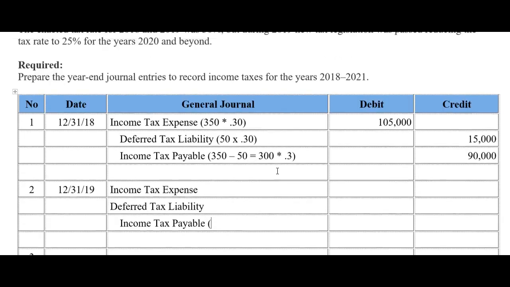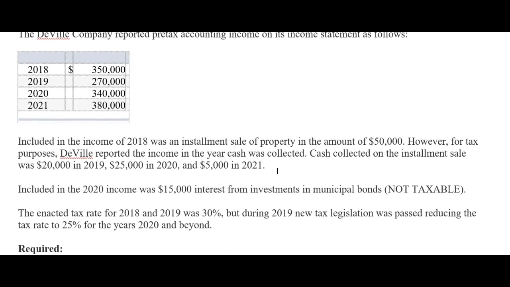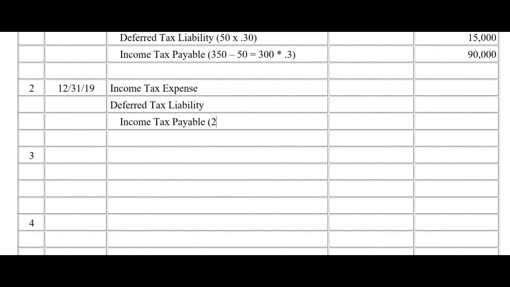Well, first we go and find what our taxable income was. $270 was our accounting income. But remember, we need to add back that installment payment. And in 2019, the installment payment was $20. So for income tax purposes, we had a total of $290. Now, we're going to multiply that by the rate. Keep in mind that 25% is for future periods. In 2019, we still have a 30% tax rate. So we're going to multiply that $290 times 30%, and that gives us $87,000.